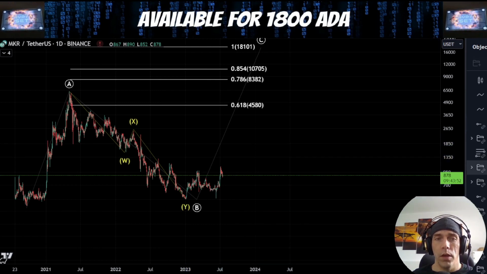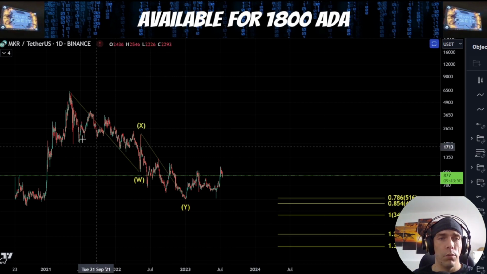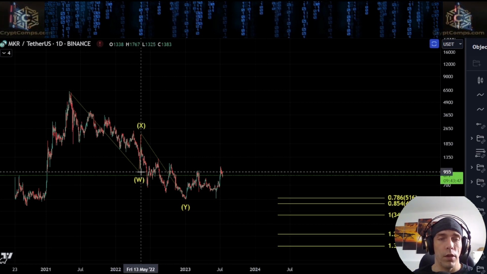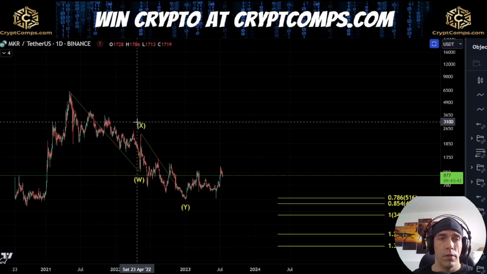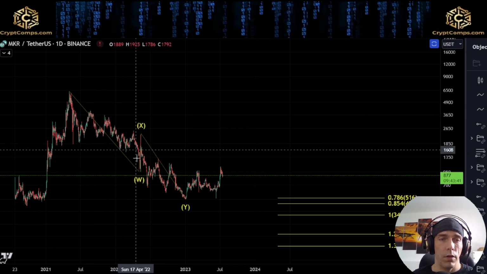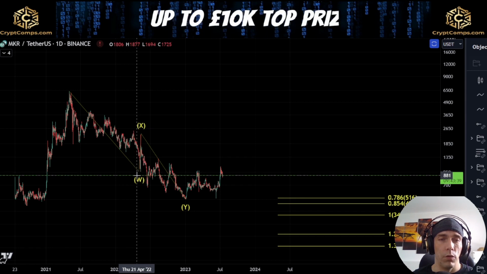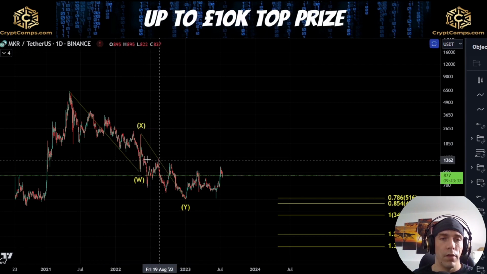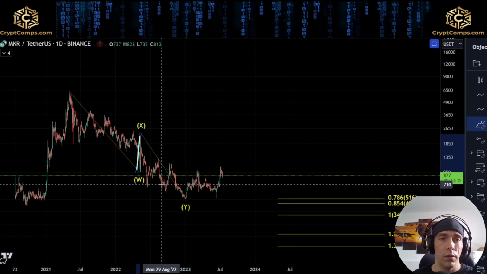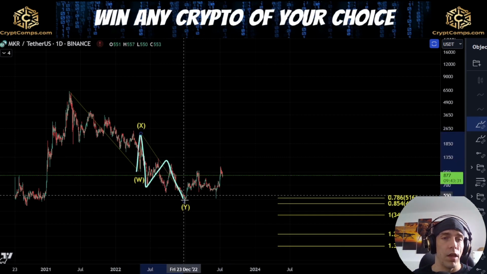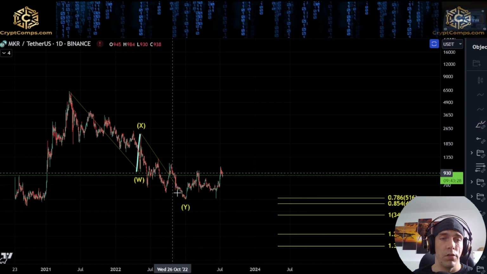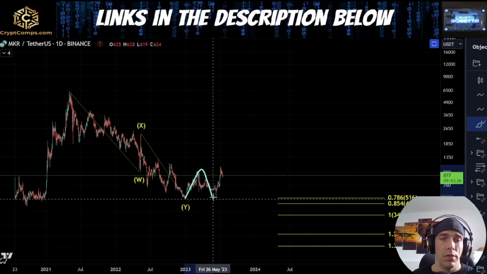Now if we are looking at this in a slightly different way, what we could count is this W wave into here, where we count this as A, B, and C into this point here. This is an X wave here, and then we have another drop to the downside for this W wave. Now, if this is the case here, and we have this small move here as our X wave, effectively we could have this as A, B, and C again.